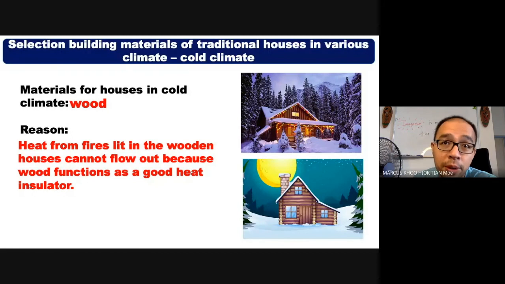So you may want to think, next time when you grow up, what kind of house do I want? You may want to think of building a wooden house because it's cooler on hot days and it's warmer on cold days. It's a very good material to use.